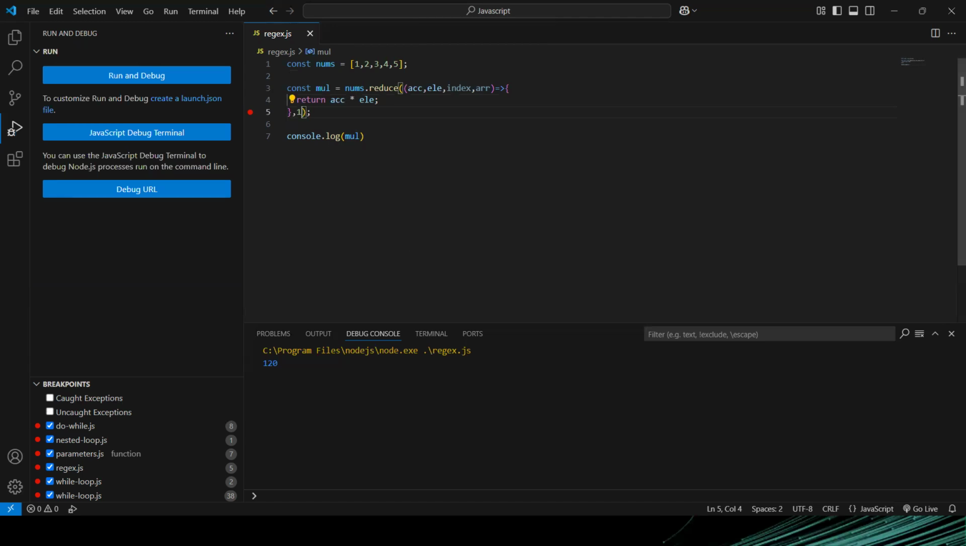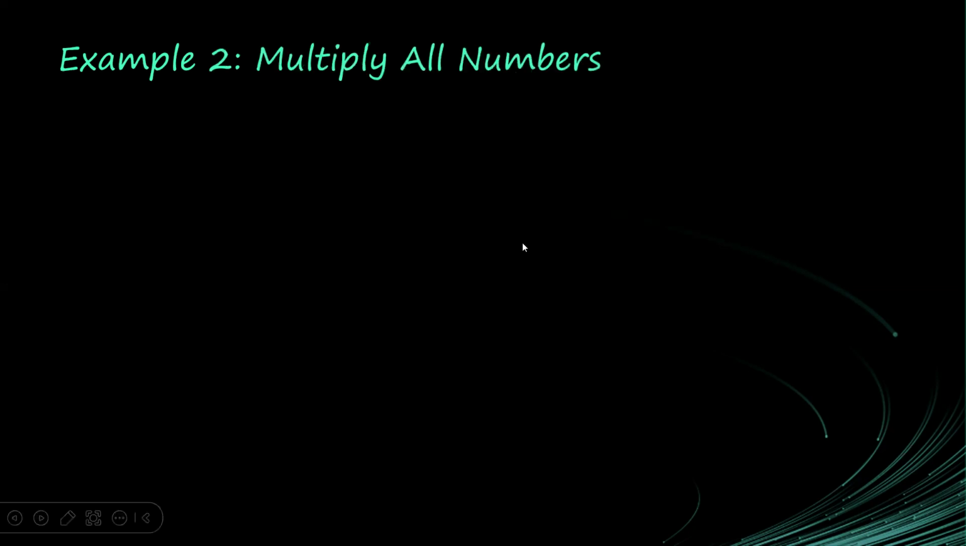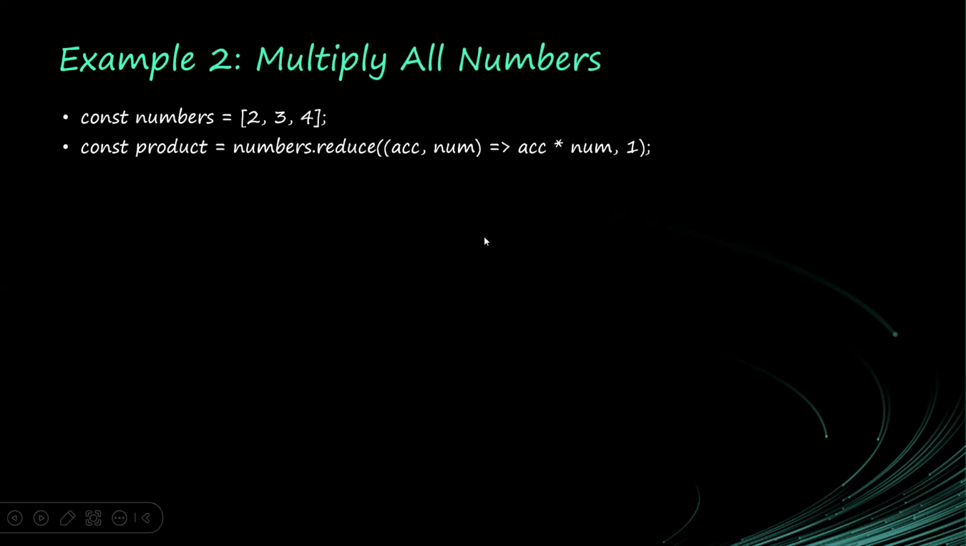Okay, so this is how it goes. You start with an initial value, you go through each number in the array, and it is storing the result in the accumulator. So multiply all numbers, this is what I just showed you. The product, yes, this is the product. But now the initial value is 1, because if you start with 0, everything will be 0, because 0 times anything is 0.